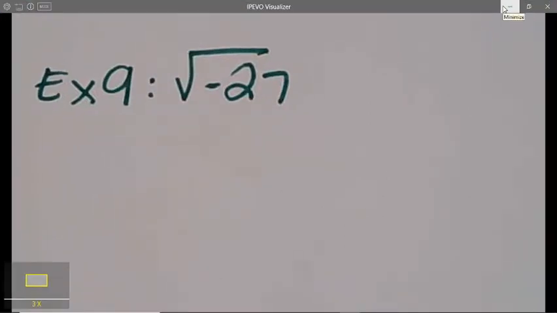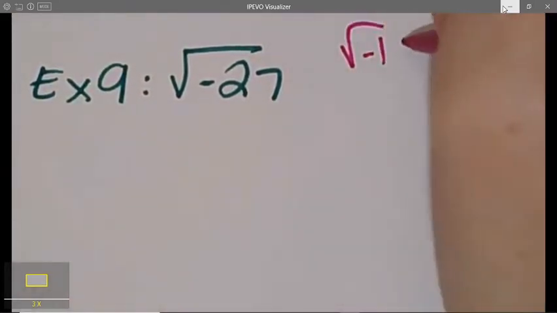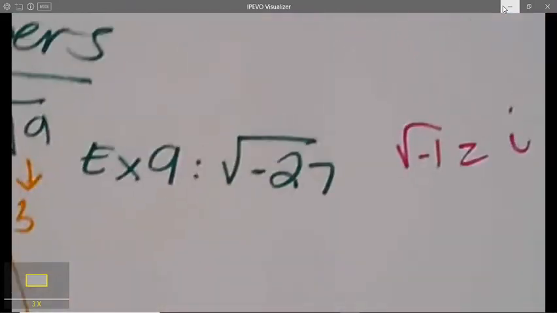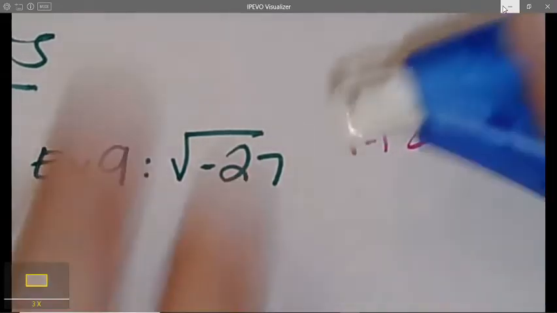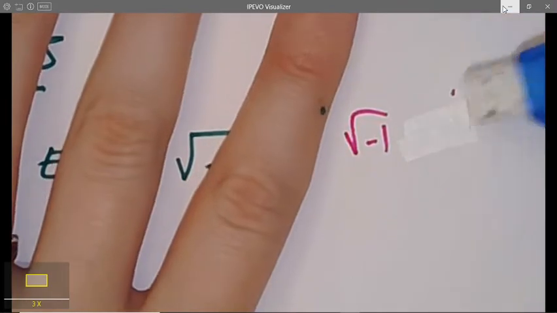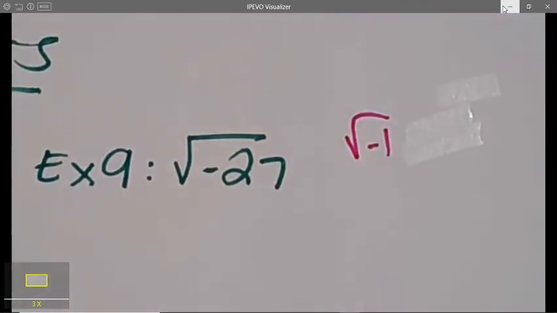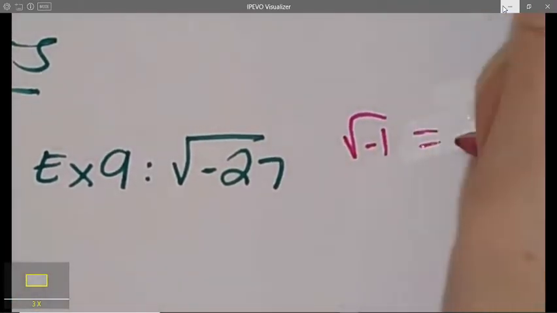Okay, let's get started on example 9. So I'm going to show you example 9 with the shortcut. Just don't forget that the square root of -1 equals i. So don't forget that. And that was really sloppy, you guys. Apologize. I'm going to rewrite that because that's embarrassing. Sorry, you guys. The square root of -1 equals i.